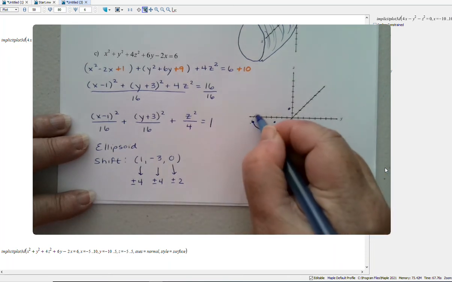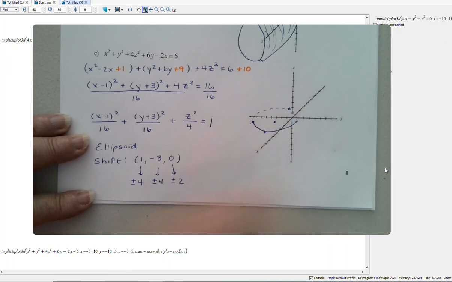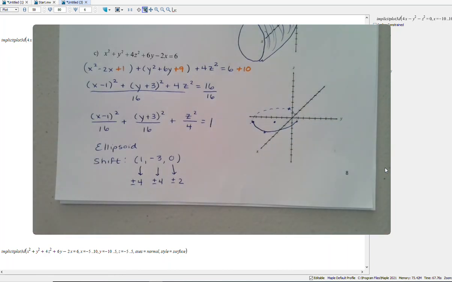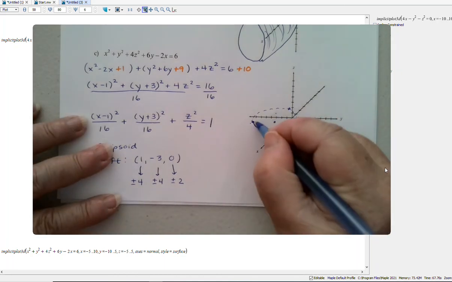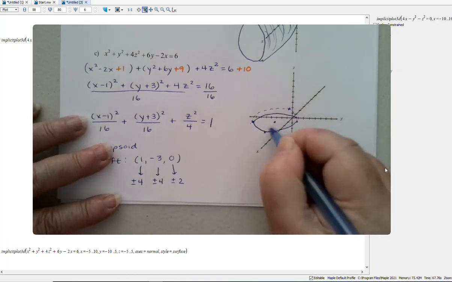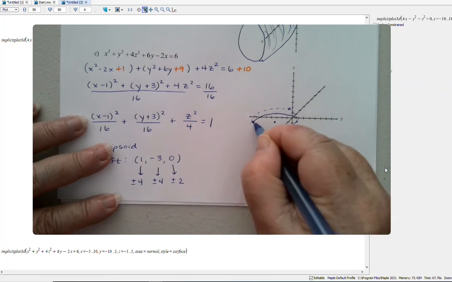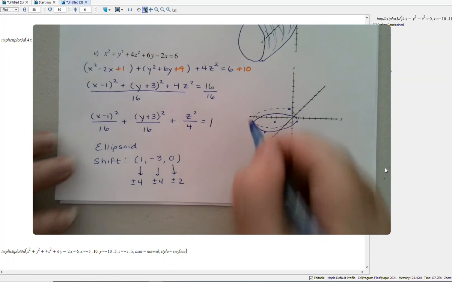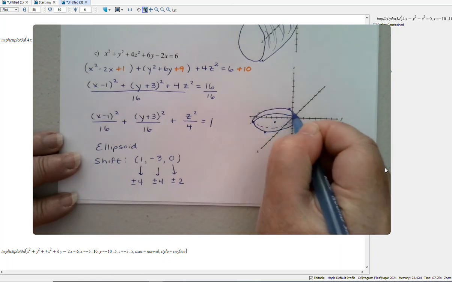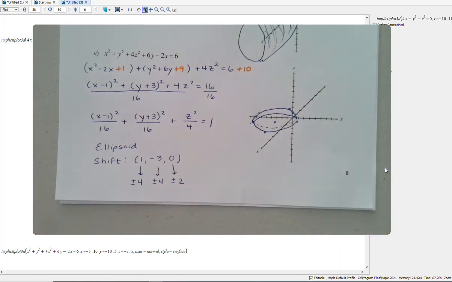So there would be my elliptical trace in the xy plane. And then the z only goes up 2 and down 2. So up about 2, it's going to come up about here, down about 2, down to about there. And I guess I would actually see this line. So there's my attempt at drawing that ellipse.